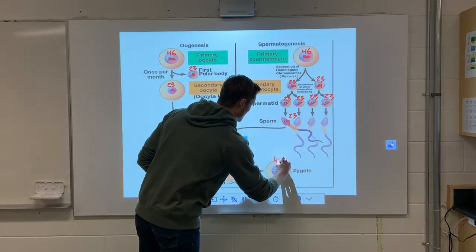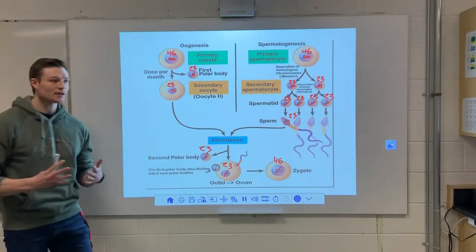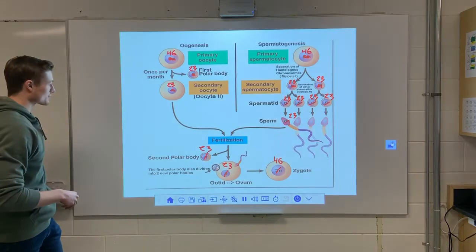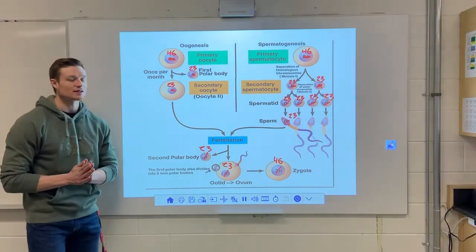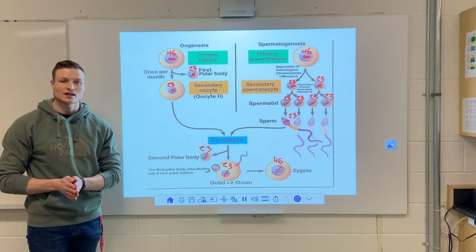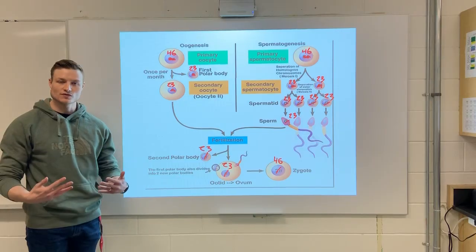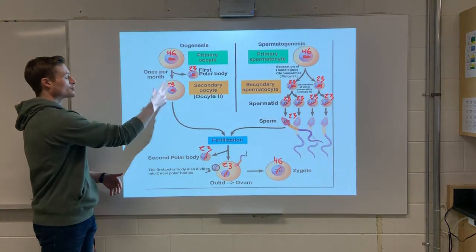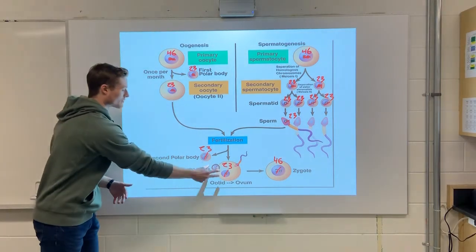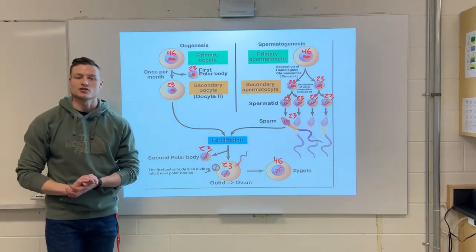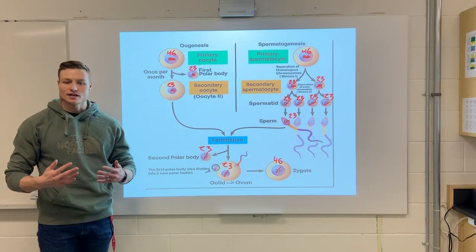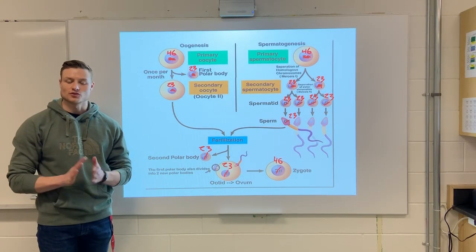So, for right now, what I would need you to focus on, or the key takeaways from this lesson, would be oogenesis. The process of making an egg involves 2 divisions. It involves going from a primary oocyte to a secondary oocyte, and then eventually to an ovum. This occurs in the ovary as well as the fallopian tube, and there are some hormones involved, but those hormones we'll discuss later when we talk about the menstrual cycle.